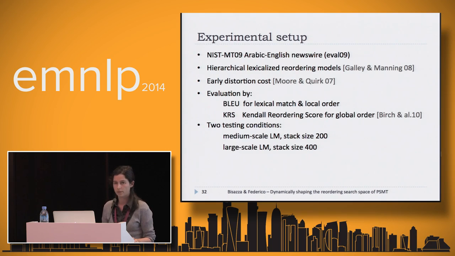And then we evaluate our output by BLEU for lexical match and local order, but we also employ a reordering specific metric that does not look at the lexical match, but only at the way words are reordered during translation. And we also consider 2 testing conditions, one with the medium scale language model and a regular stack size of 200, and then a larger scale condition with a larger language model and a larger stack size.